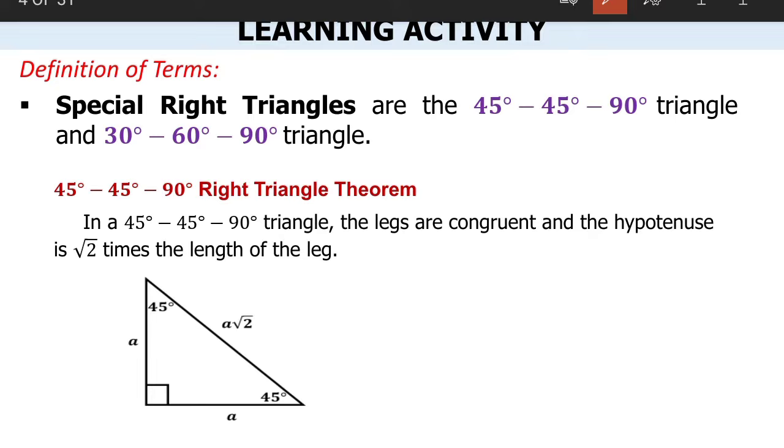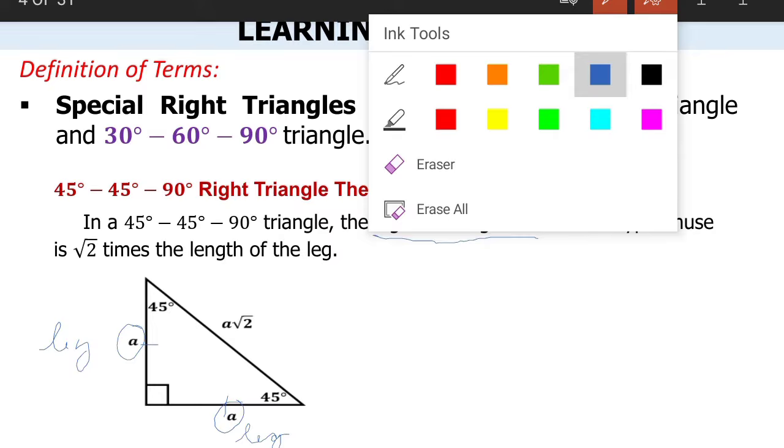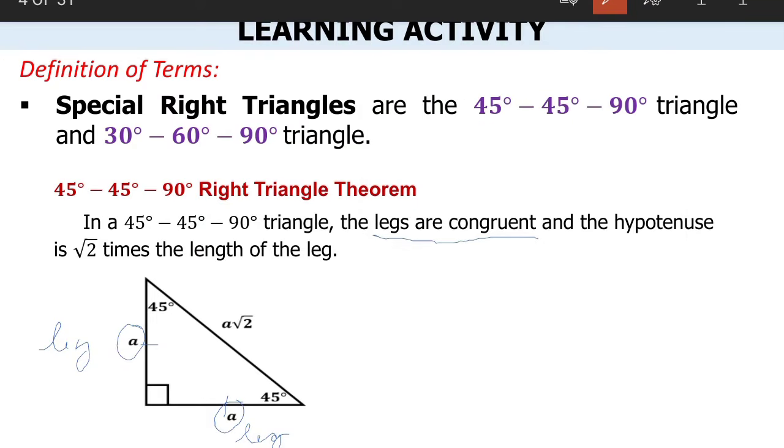So the legs in this triangle are this A and A. So these are the legs, and this is another leg. According to the 45-45-90 right triangle theorem, the legs are congruent. So this measures A and this also measures A. Let's say for example, if your A is equal to 8, this is equal to 8, and this leg is also equal to 8, because the legs in a 45-45-90 right triangle are congruent, while the hypotenuse is square root of 2 times the length of the leg.